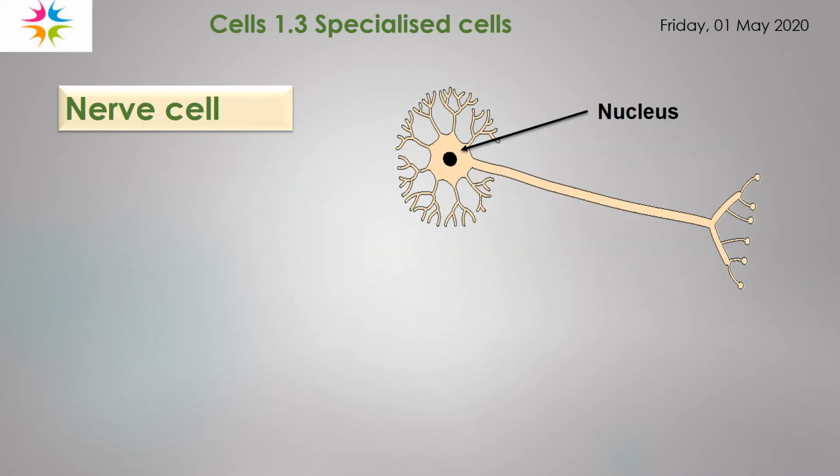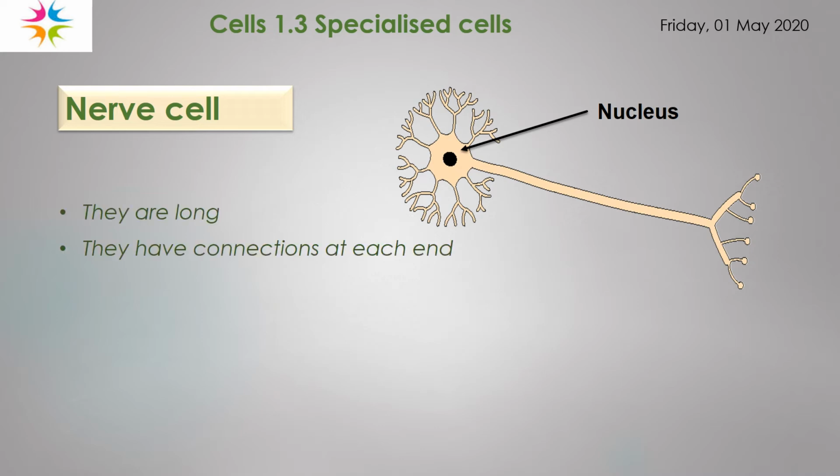around the body. Here is a nerve cell. Nerve cells are also called neurons. They are long. They have connections at each end. They need those two things so that they can carry electrical signals around the body through the nerves.